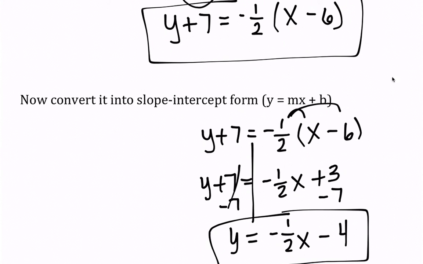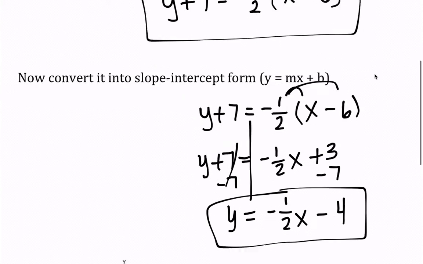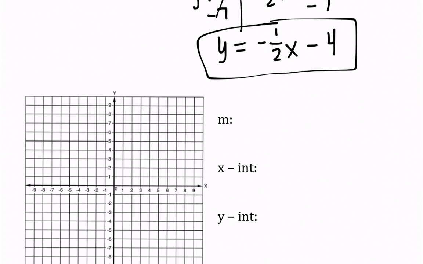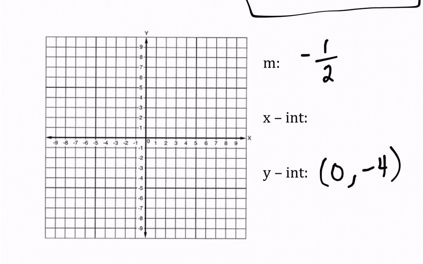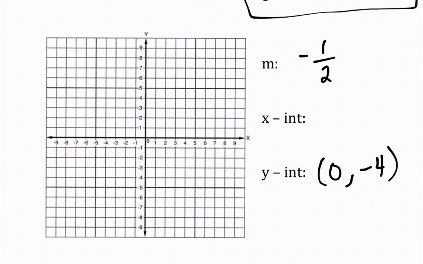So remember, the way I have these two equations written, they look different. They're in different forms, but they would form the exact same line. So let's graph it and see what this line would look like. In slope-intercept form, I know it tells me the slope, and it tells me the y-intercept. So my slope is a negative 1/2. My y-intercept is (0, -4). So let's go put that on the graph. My y-intercept is at negative 4, so on the y-axis, I'm going to go down 4 and put a dot.